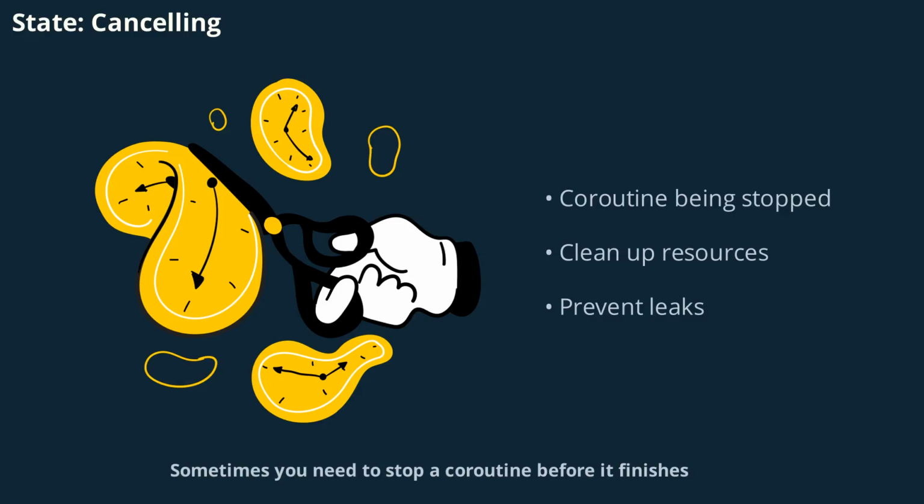Sometimes, you need to stop a coroutine before it finishes. When you cancel a coroutine, it enters the canceling state. Here, the coroutine is in the process of being stopped, and any ongoing work should be cleaned up. This is especially important for releasing resources or rolling back changes to avoid leaks or inconsistent states.